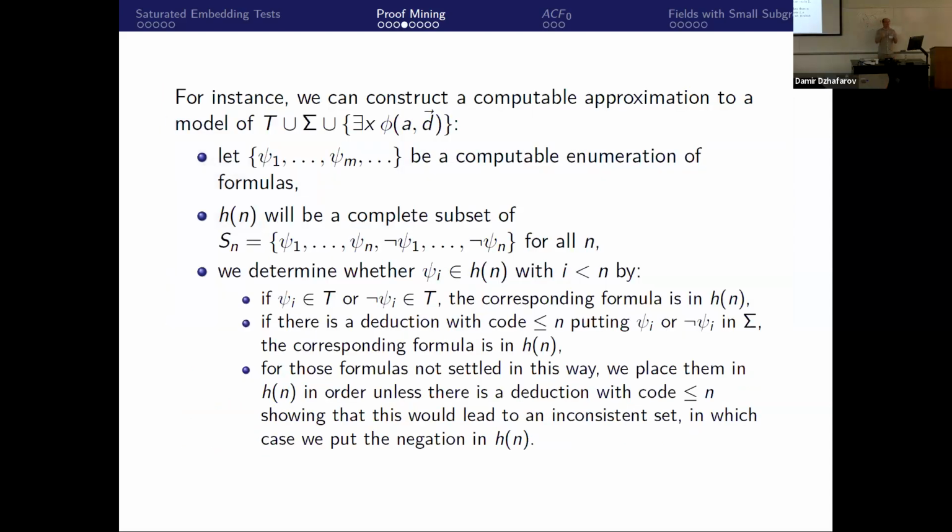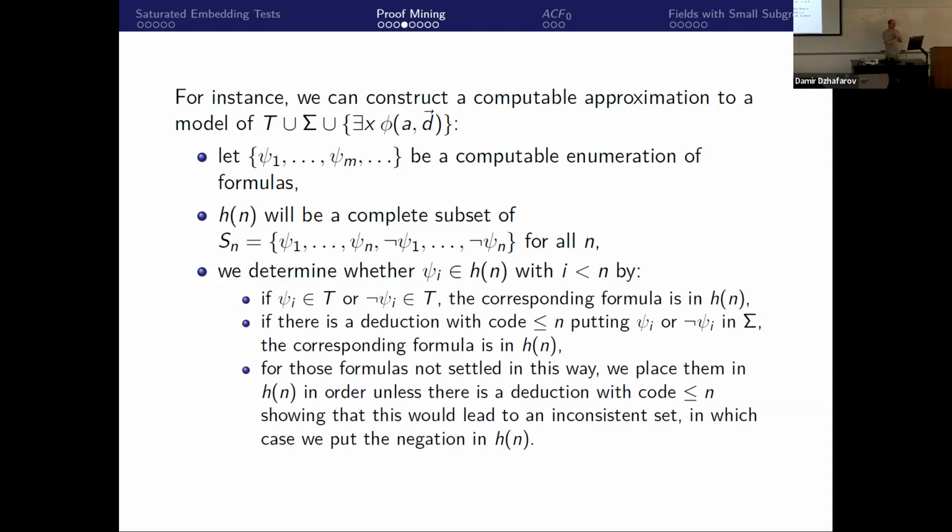So a natural way to produce these looks something like this. I have a set of formulas and I want to produce a computable approximation to a model of it. T union sigma union exists x phi of a, d is the stuff I want to definitely be true, and then I just want to produce a model of it. I can do the naive thing, which looks like this. First, I pick an enumeration of all the formulas.